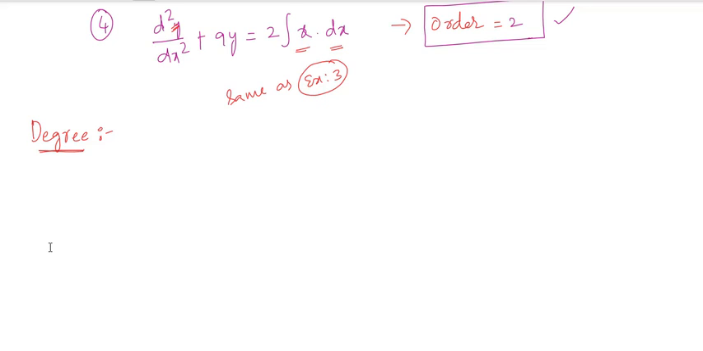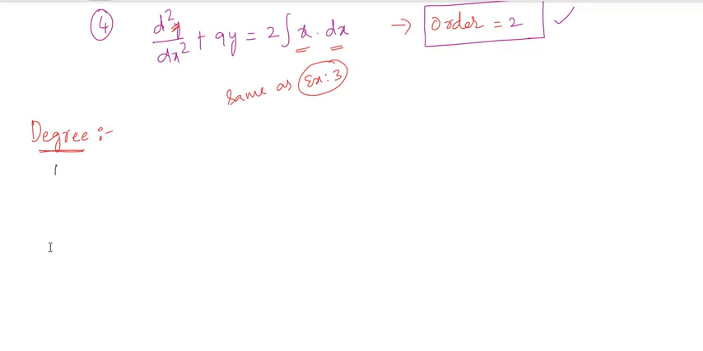Here we have to concentrate on the highest power of the highest derivative, which is called the degree of a differential equation. Here also you have to keep in mind that the derivatives of a dependent variable should be free from the radical. Should be free from the radical in such a way that you have to take it. I will take an example, you don't get bothered here. Right, so let me take the definition first.